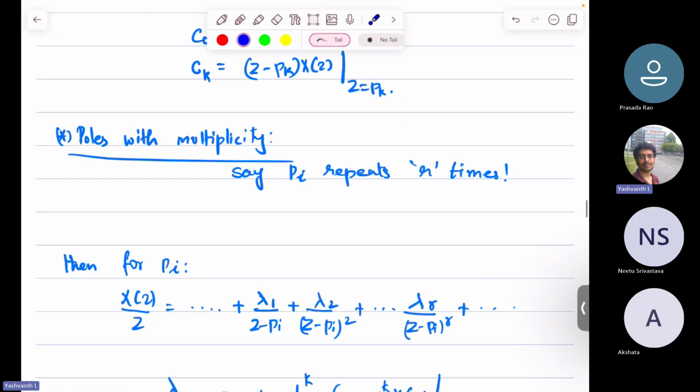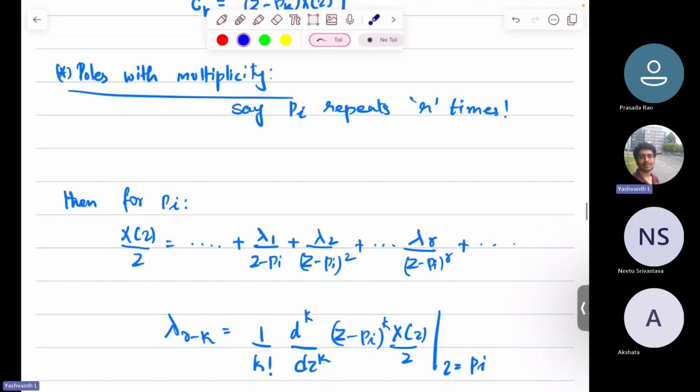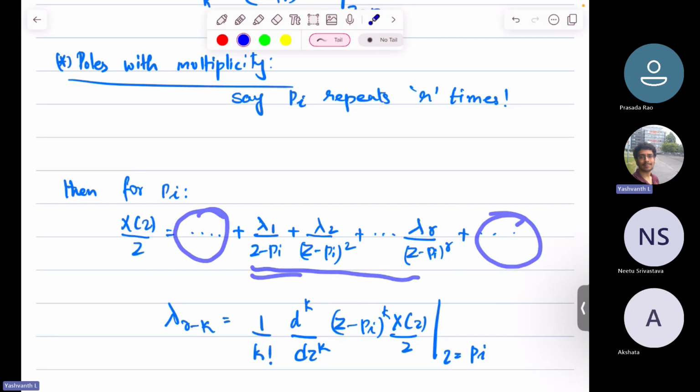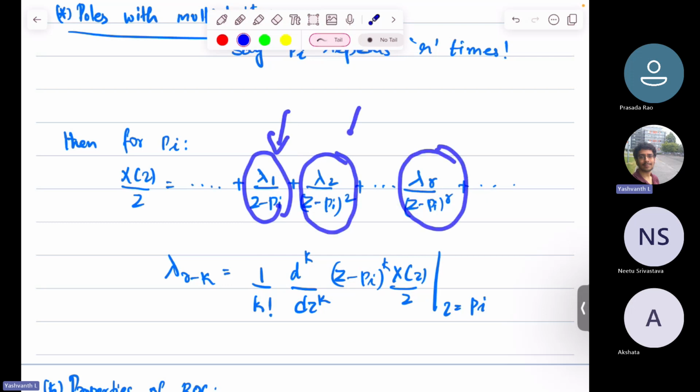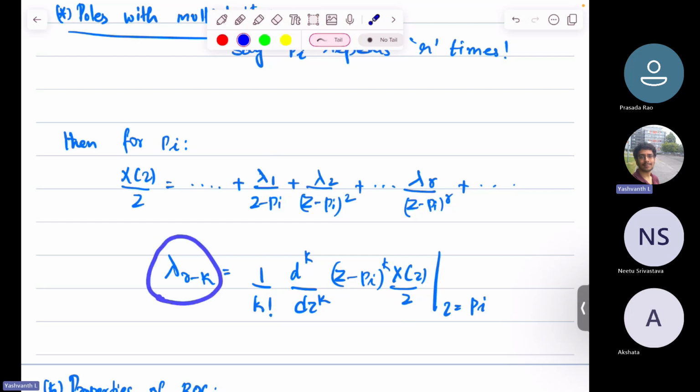Now, if you have poles with multiplicity, let's say the pole pi repeats r times. Then for the partial fraction corresponding to the pole pi alone, you should repeat r times. I'm showing the expression only for pi; there are more terms before and after for other poles. One is with a simple pole of degree 1, the next is with power 2, and so on till power r. Each of these coefficients, lambda 1, lambda 2, and so on till lambda r, are called the residues. They are evaluated using this expression for lambda r minus k, very similar to our Laplace domain inverse transform.